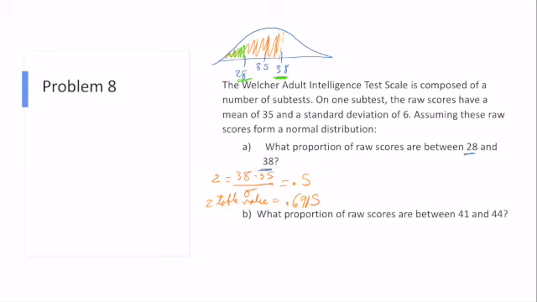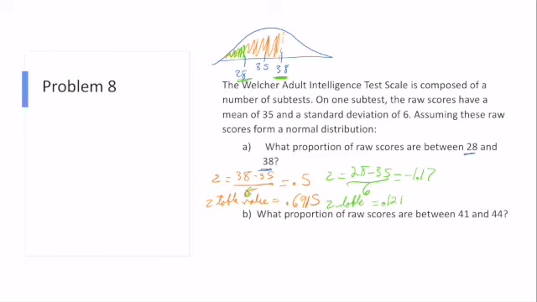Next, I'm going to find the z-score for 28. I'm going to take z equals 28 minus 35 over our standard deviation, which is 6. That should have been a 6 under there. Which equals negative 1.17. So I look that up and I get a z-table value of 0.121.